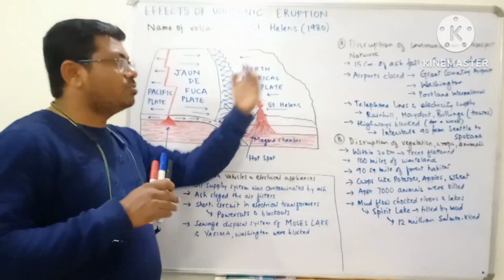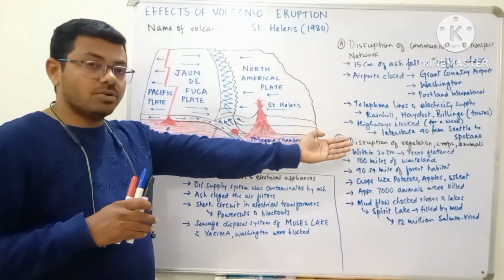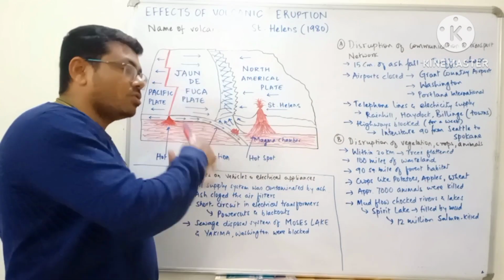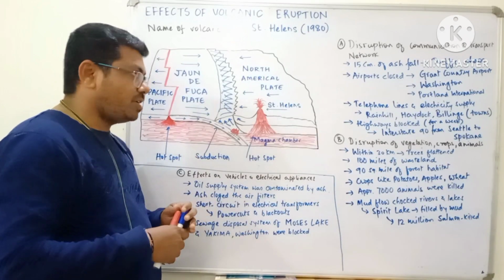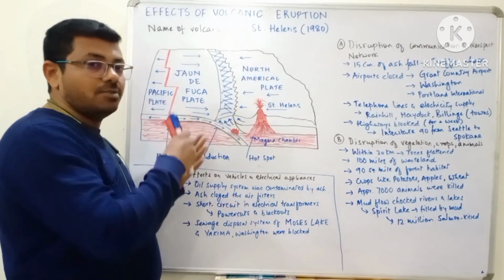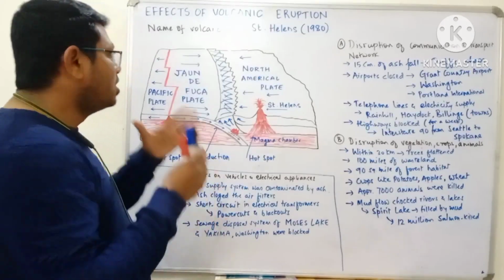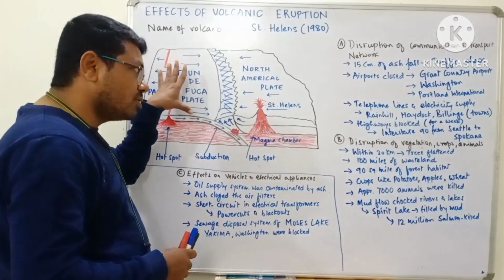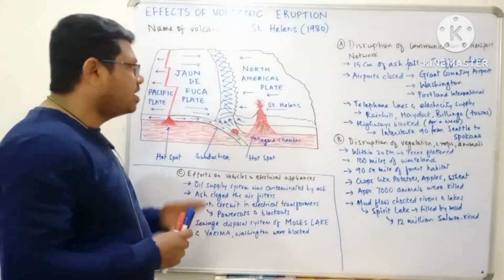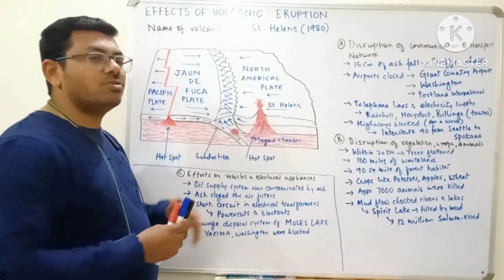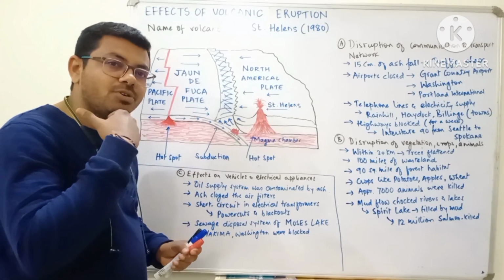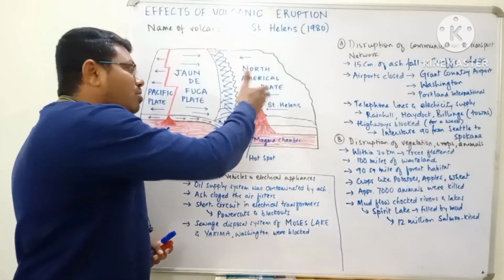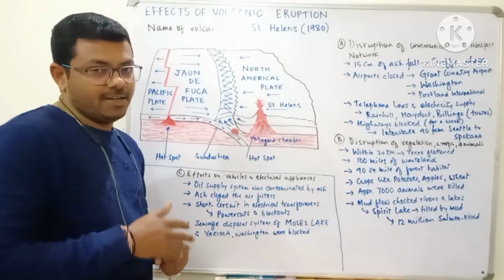Before we go to discuss these effects, let us come back to the cause first and then we'll do the effect. So what was the cause of this eruption? Mount St. Helens erupted due to a convergent plate boundary formed by the Juan de Fuca and North American plates. The Juan de Fuca plate subducted under the North American plate, which created intense heat and pressure, resulting in the eruption of Mount St. Helens in 1980.